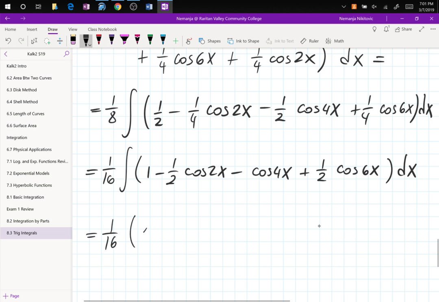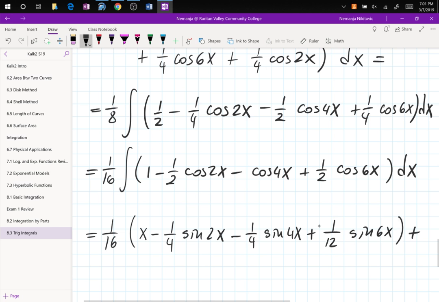And 1/16. Integral of 1 is x. Minus, the 2 jumps out, so it's going to be 1/4. Integral of cosine is sine 2x. 1/4 jumps out. Integral of cosine is sine 4x. Plus, 1/6 comes out, so it's 1/12 sine 6x. And don't forget plus c. That's like when you put the cherry on top. And there you have it.